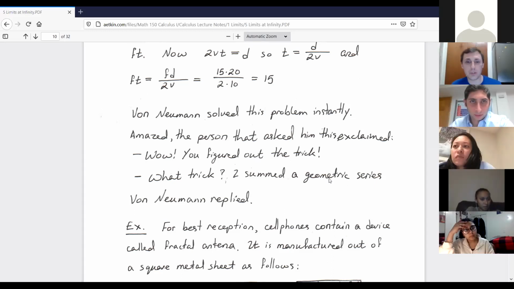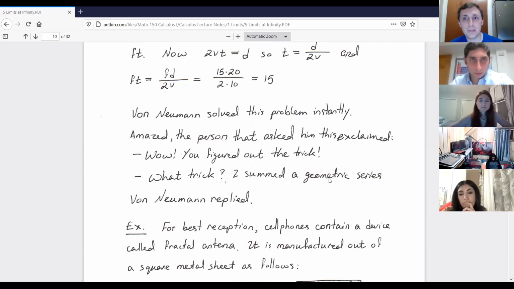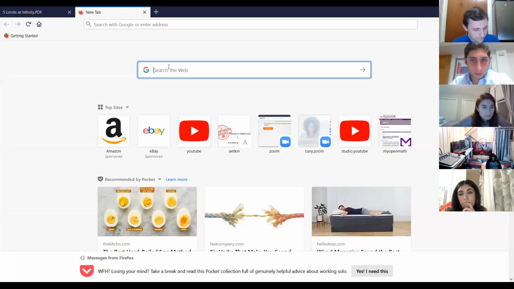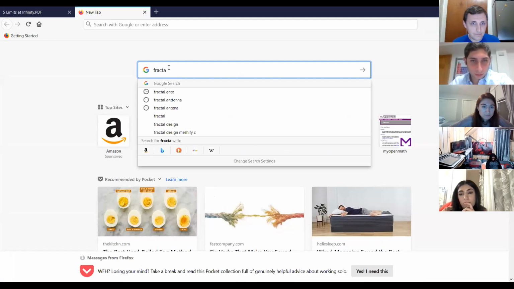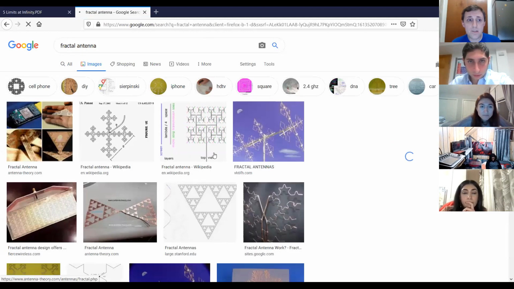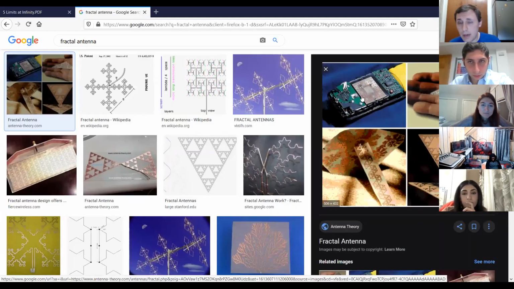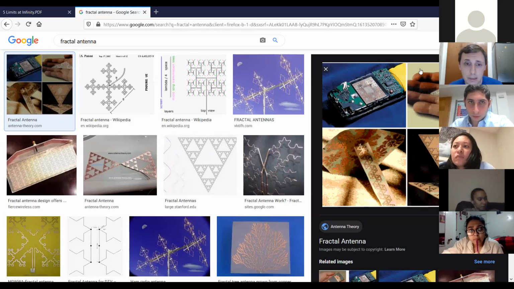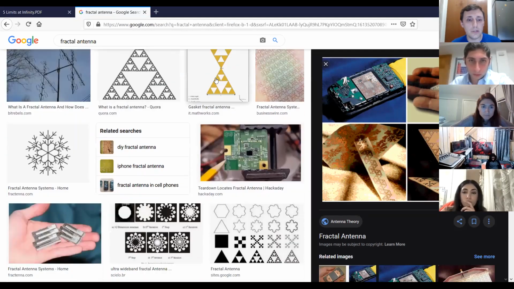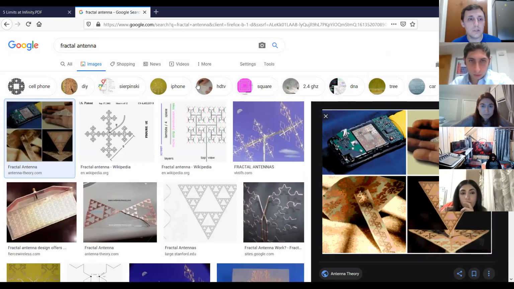Let me show you what sort of antenna that was. You ready, guys? He bought this antenna. Let me show you the picture. You see this picture? You have this type of thing in your cell phone or some variant of that. That is helping your cell phone receive and transmit signals. What my brother bought actually was the triangle version of it. Fractal antenna.